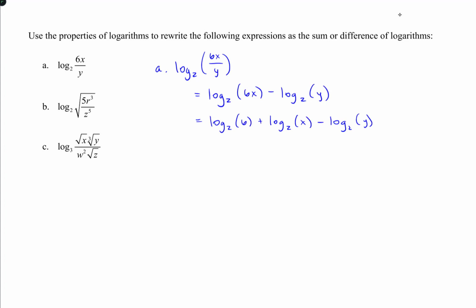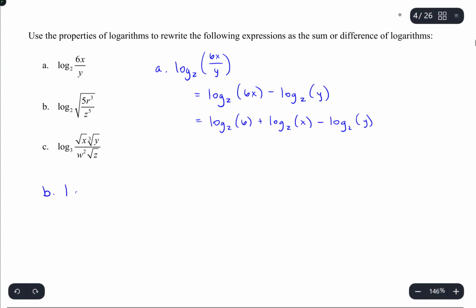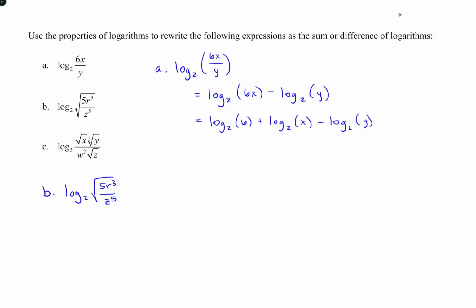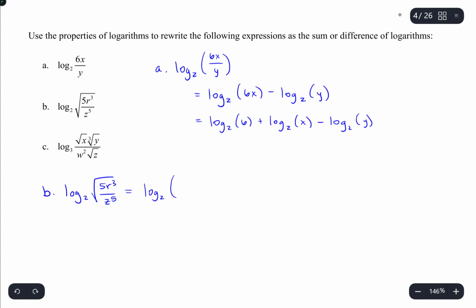Okay, for part B, I have log base 2 of the square root of 5r to the third divided by z to the fifth. Now there's probably a lot of different places that I could begin this process. What I'm going to do first is change this square root into an exponent. So I'm going to write this as log base 2 of 5r to the third divided by z to the fifth, all raised to the 1/2 power.